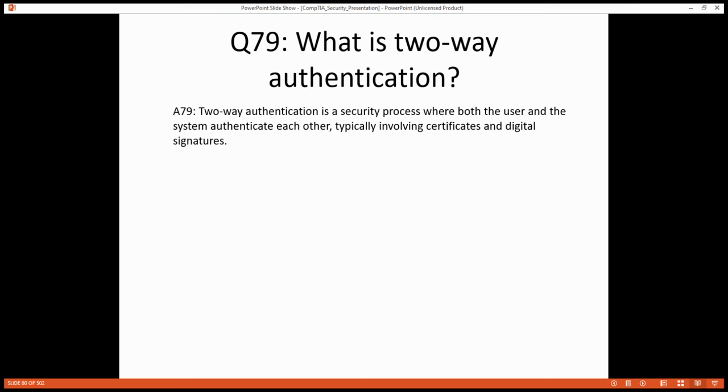Q79. What is two-way authentication? A79. Two-way authentication is a security process where both the user and the system authenticate each other, typically involving certificates and digital signatures.